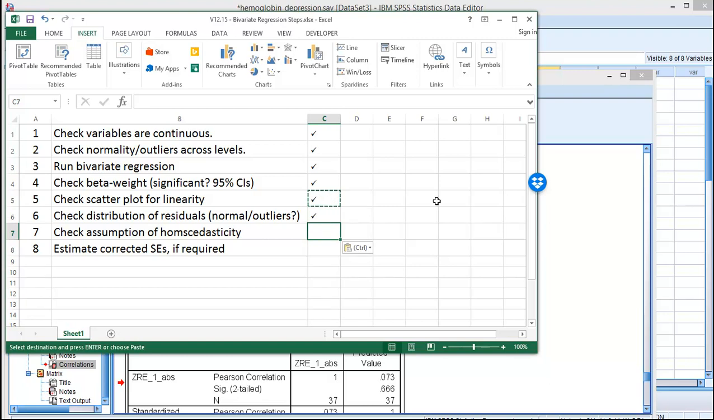I've checked the assumption of homogeneity, of homoscedasticity, and it was satisfied. Therefore, I do not have to calculate the corrected standard errors. I don't actually have to do this step. So, summary.